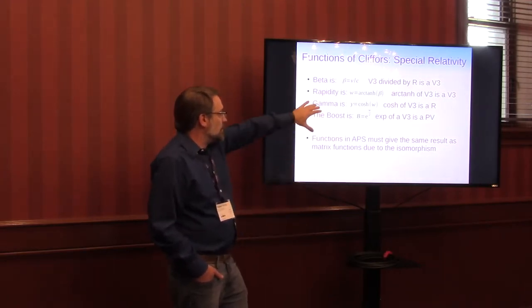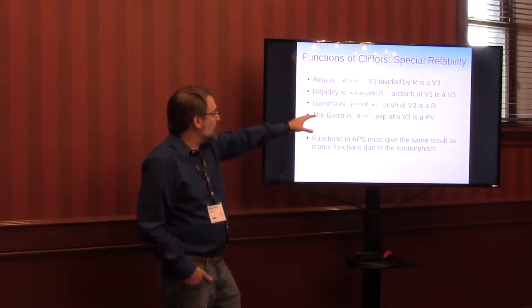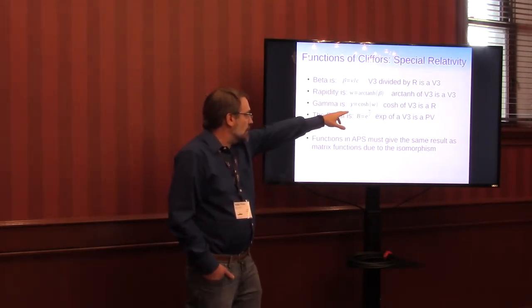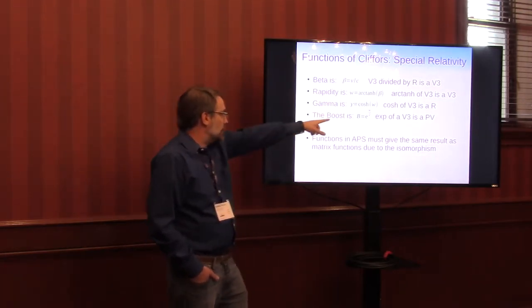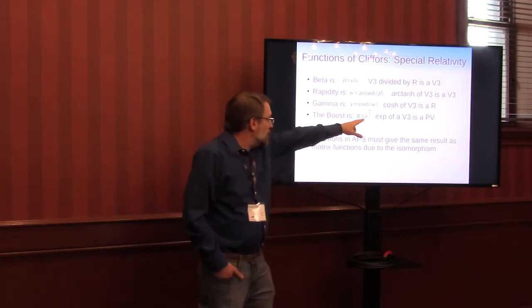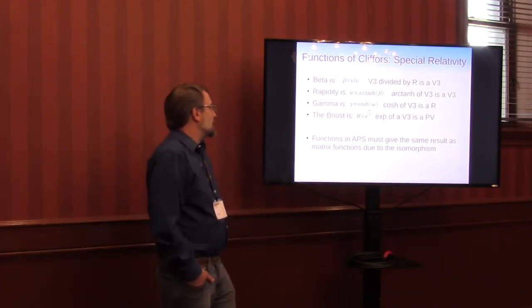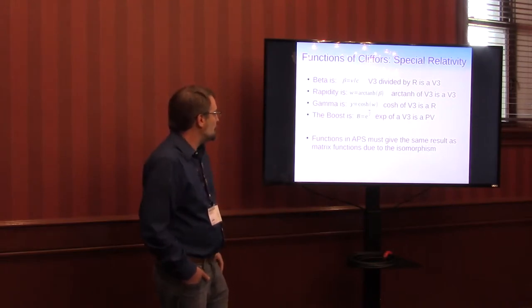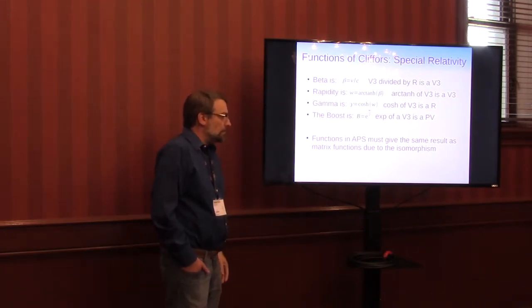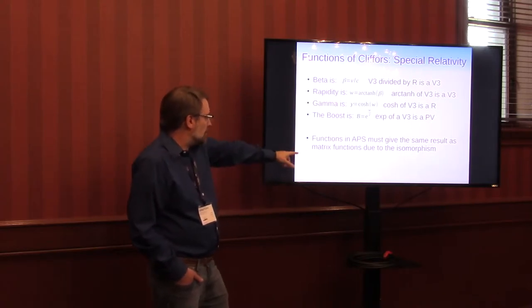And then sometimes it actually changes grades when you have a function on the Clifford, like the hyperbolic cosine of the rapidity will give you the gamma, which is an actual real number. So it reduces from a vector to a real. And an exponential of this vector is a paravector, for a boost or something like that. And so it's pretty beneficial to have something that will take care of all that for you and give you correct answers.